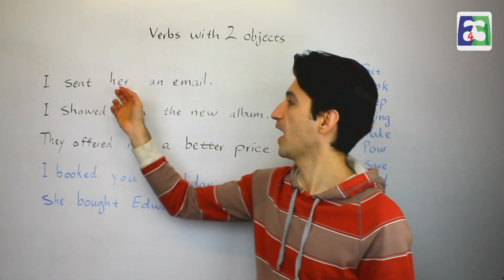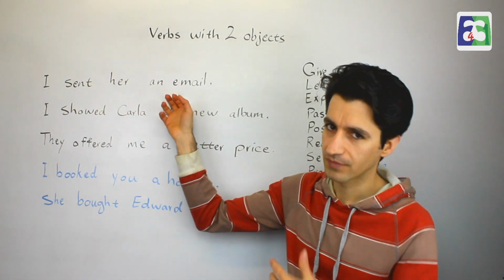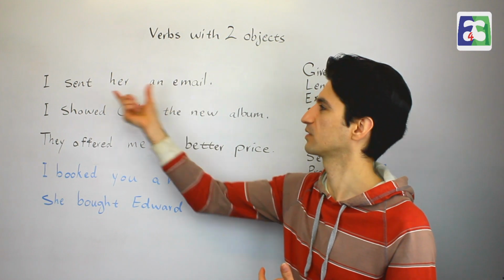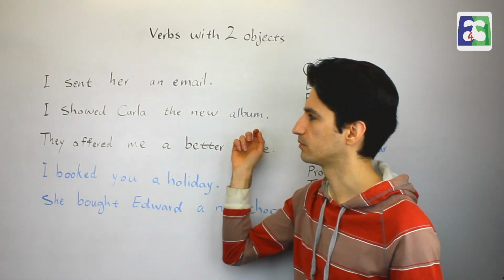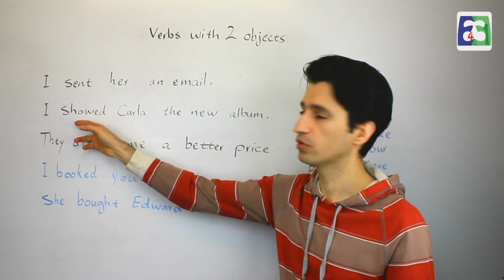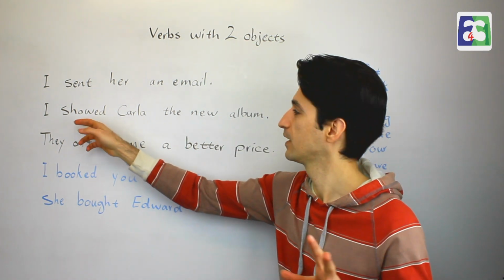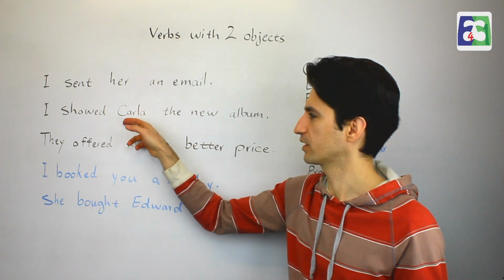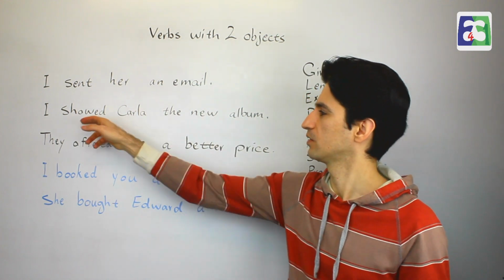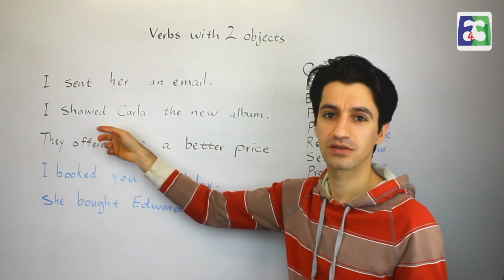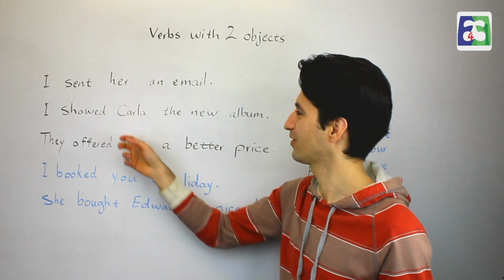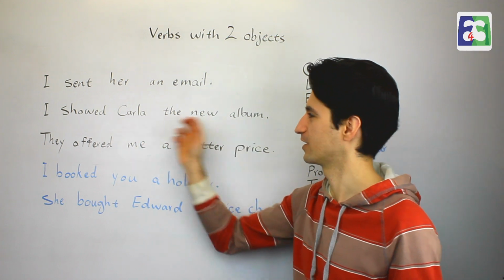I sent her an email. An email is the object that goes to her. I showed Carla the new album. Show needs two objects. One is the indirect one and the other one is direct. So what is shown is this one. Who this is shown to is Carla. So Carla benefits from this.